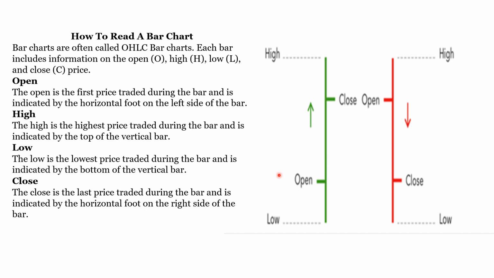The high is the highest price traded during the bar and is indicated by the top of the vertical bar, right here. And the low is the lowest price traded during the bar and is indicated by the bottom of the vertical bar, right here. And the close is the last price traded during the bar and is indicated by the horizontal foot on the right side of the bar. The bar could represent 15 minutes, 1 day, an hour. It depends on the time frame you're looking at.